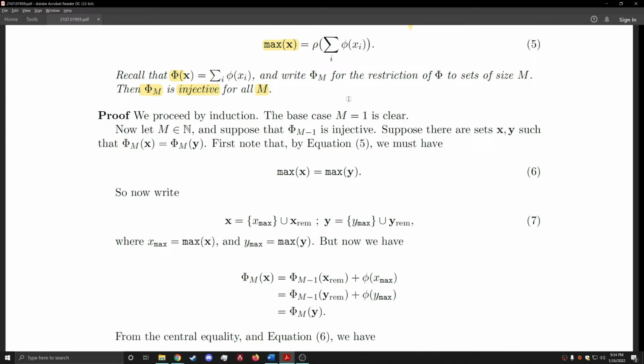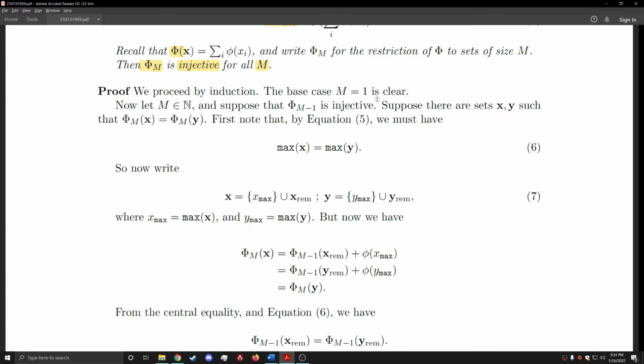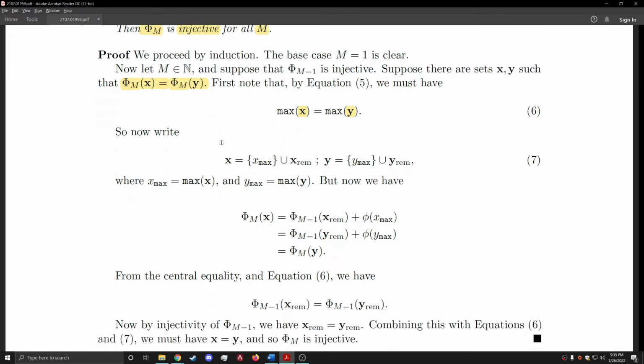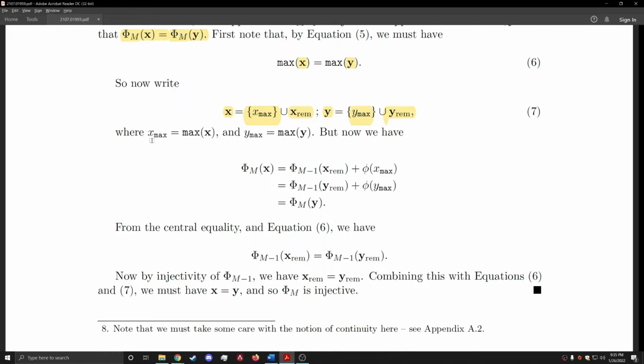Cool. So let's proceed by induction. For m equals 1, it's extremely clear. That's just saying that if you want one thing, you have one thing. Basically trivial. I'm glad we skip it. So we're going to have two sets, sets x and y, and we're going to have it such that their latent spaces are the same. So we can talk about set x as the set of maxes union added to the set of the remainder, and we do the exact same thing for y. So we're going to have x max defined as the output of max x, and same for y.